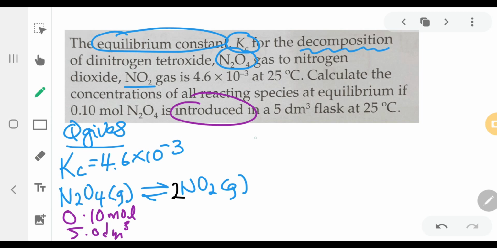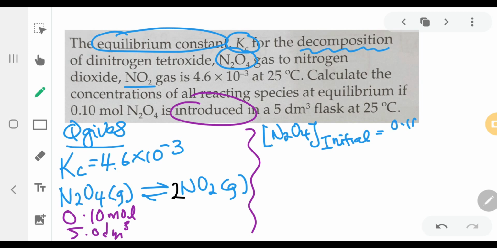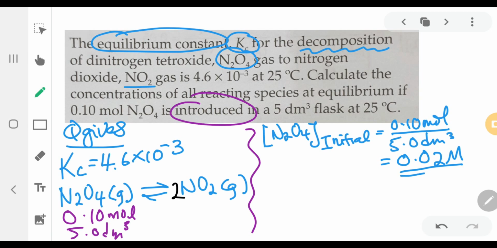When you work out that number, we can get the concentration of N2O4. I'm going to put initial over here: the initial concentration, before reaching equilibrium, would be 0.10 mole divided by the volume, 5.0 decimeter cubed, and you should be getting 0.02 molar. That is the initial concentration for your reactant.